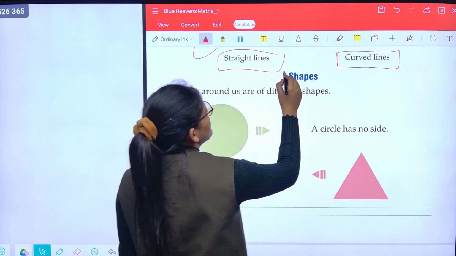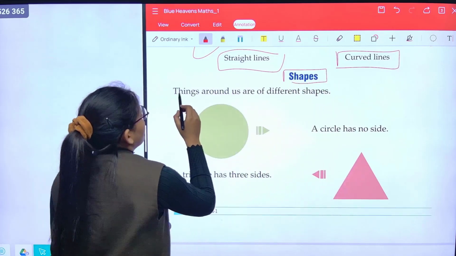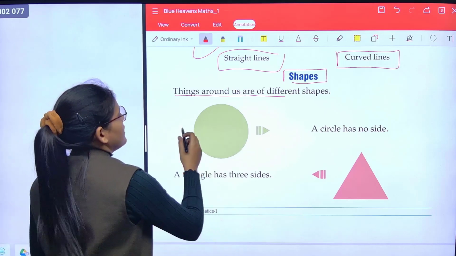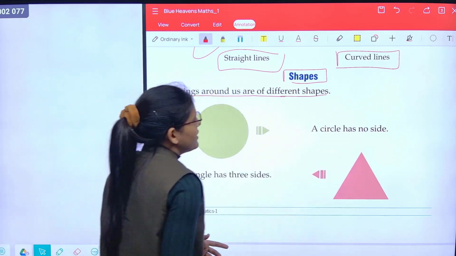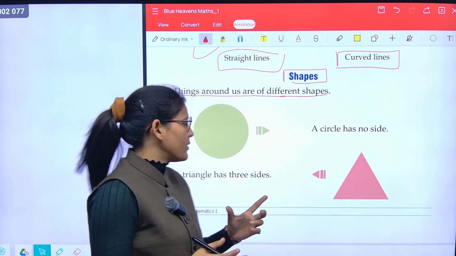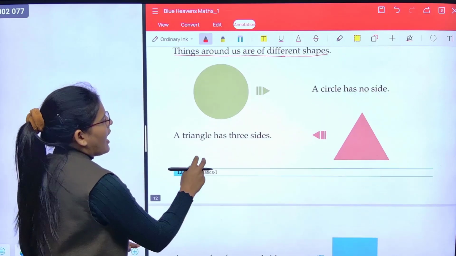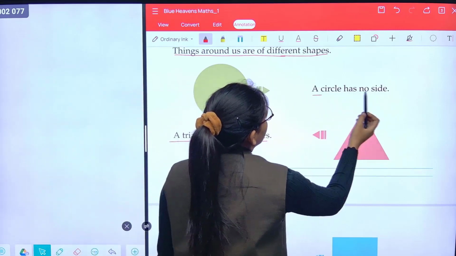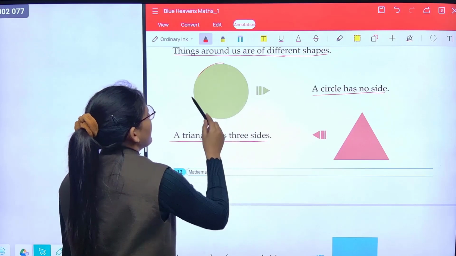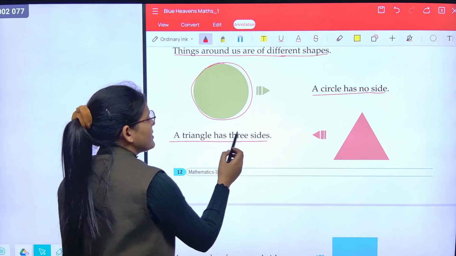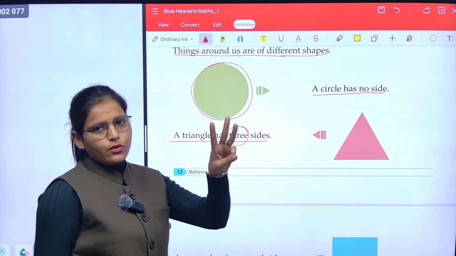Now class, come on shapes. Things around us are of different shapes. क्लास हमारे पास जो बहुत सारी चीजें होती हैं वो अलग अलग शेप्स की होती हैं. See class, a triangle has 3 sides. And a circle has no side. क्लास ये सर्कल है. सर्कल की कोई साइड नहीं होती है, बट ट्राइंगल के पास कितनी साइड्स होती हैं? 3 साइड्स होती हैं. ओके.